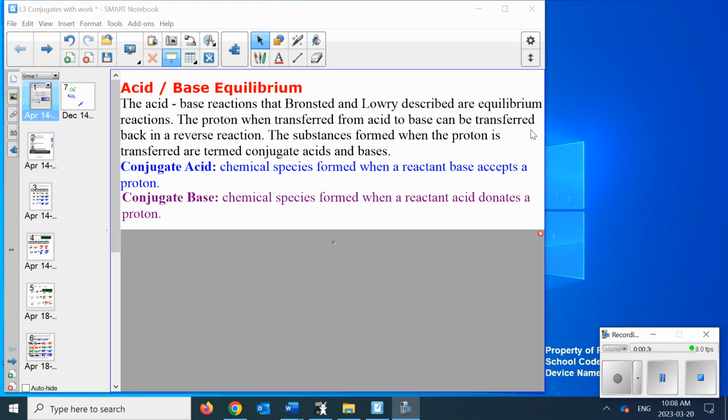So what I want you to copy out is the colors. Conjugate acid: the chemical species formed when the reactant base accepts a proton. Conjugate base: the chemical species formed when the reactant acid donates a proton. So accept and donate. I might have been distracted and said it backwards, but it's written correctly. The reason I use the term chemical species is because sometimes it's an ion, sometimes it's an actual non-charged acid or base compound. So species covers all.